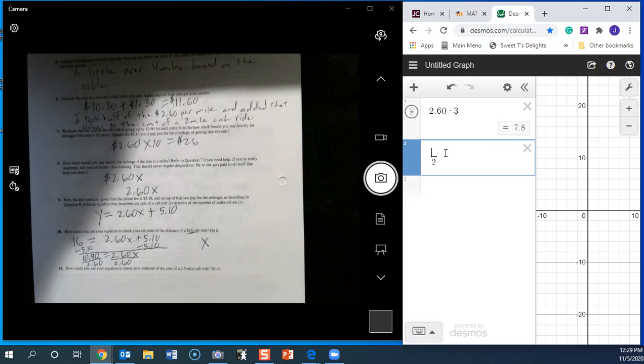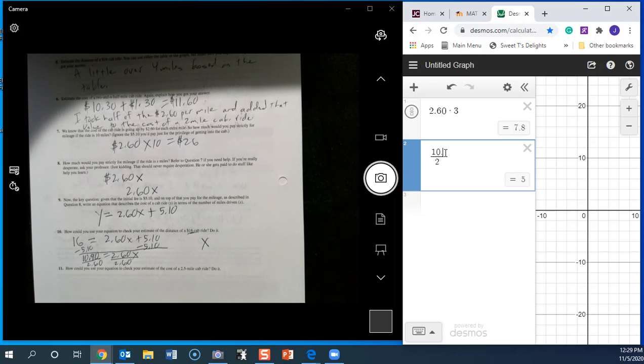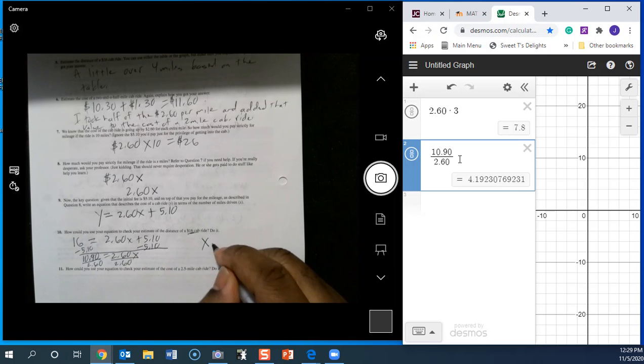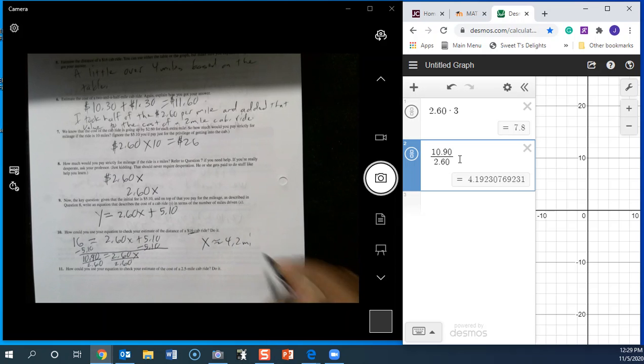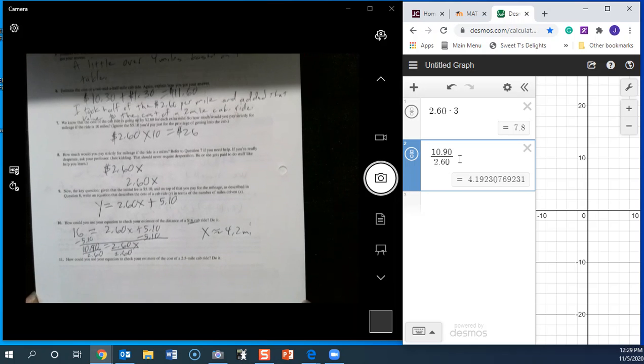So we have 10.90 divided by 2.60. And then we can round that to 1 decimal place. So we'll make that approximately 4.2 miles. So that is a little over 4 miles.